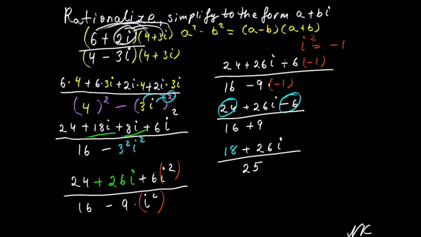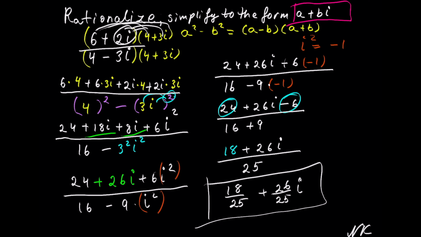This is a reduced fraction and it's perfectly fine. However, we need to put the answer in the form of a plus bi. So all we have to do is just separate this fraction and have 18 out of 25 plus 26 out of 25i. And this is our solution in a plus bi form. That's all.